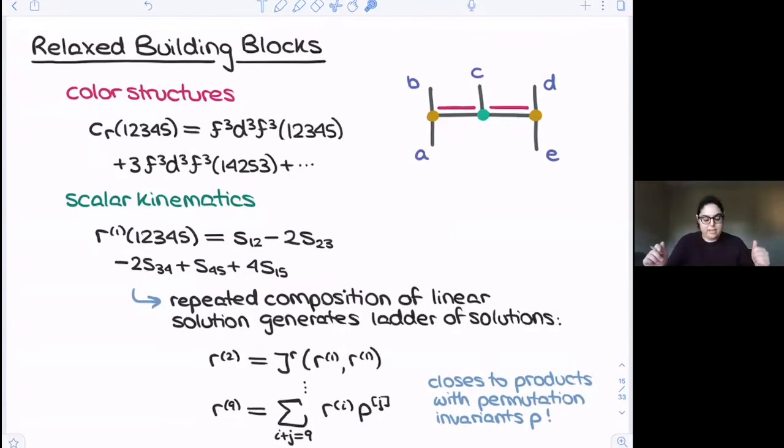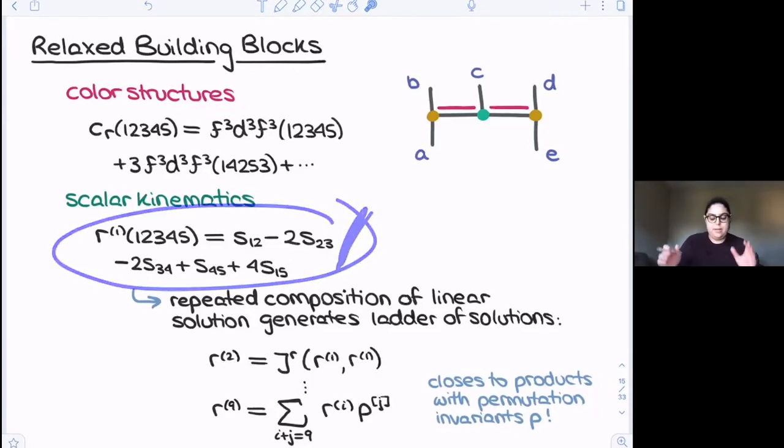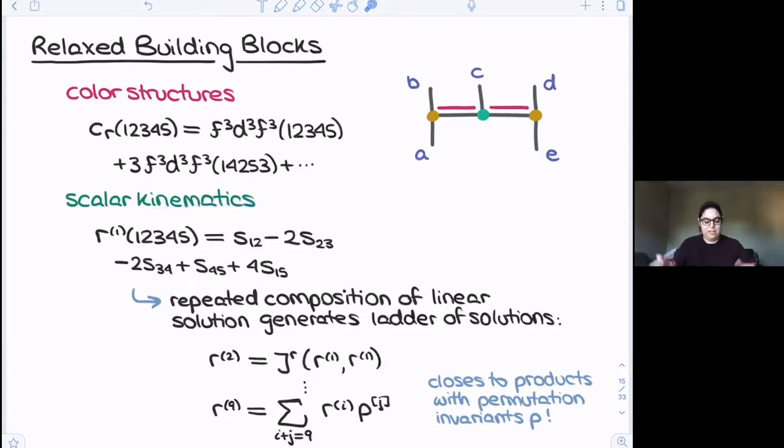Scalar kinematics is really where relaxed adjoint structures have their day. And it's because the relaxed constraints admit a solution that's linear in Mandelstam invariants, this R1 combination right here. And this is a pretty unique thing at 5 points in that I can write it down very comfortably on a slide. It's going to turn out to be really vital for generating lots of different solutions. But even if we aren't focusing on gauge theory solutions and are just interested in this curious relaxed structure, we can get a lot done with just this linear solution R1.